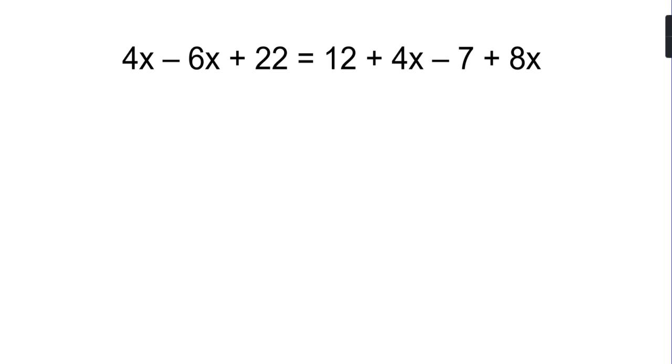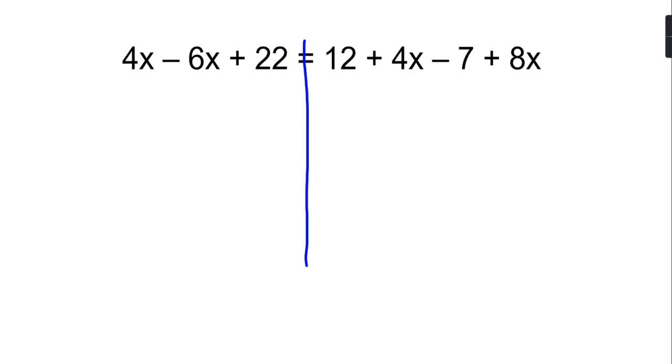Next linear equation, a little bit more complicated, or a lot more complicated than the other one. 4x minus 6x plus 22 equals 12 plus 4x minus 7 plus 8x. Here, you see that there are variables on both sides of the equation, so that makes it more complicated. And you see that on each side, it's not simplified. There are like terms that we can combine. I want to make sure that when I combine like terms, I'm keeping left side terms with left side, right side with right side. I'm not mixing the two.